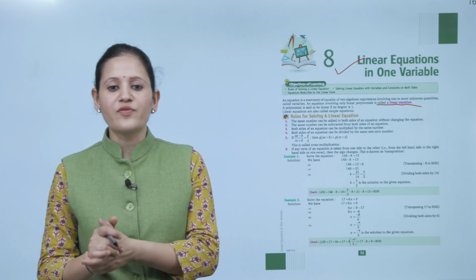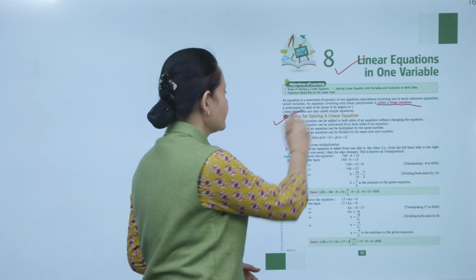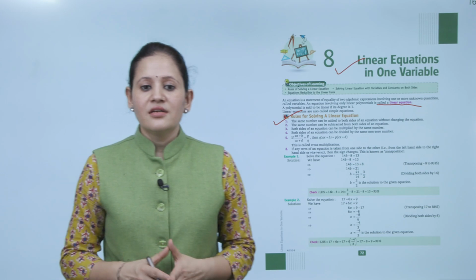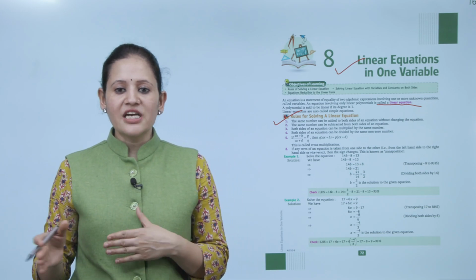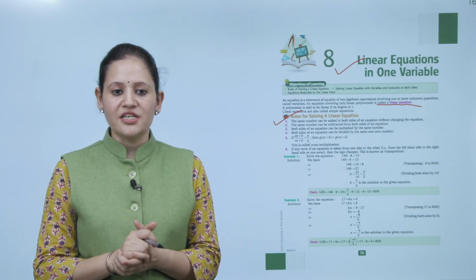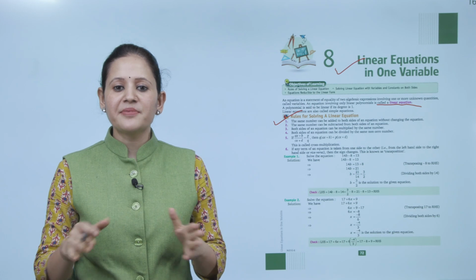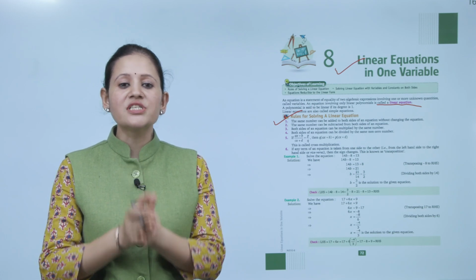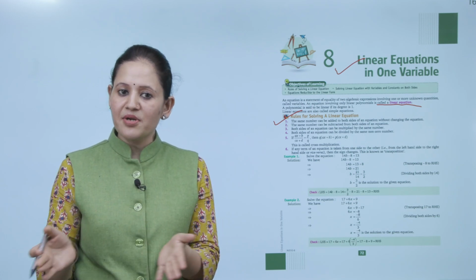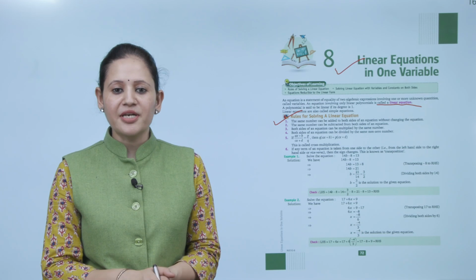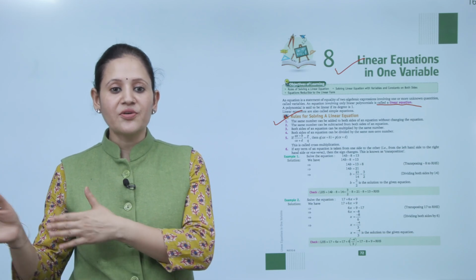Next is rules for solving a linear equation. The same number can be added on both sides of an equation without changing the equation. The same number can be subtracted from both sides of the equation. Both sides of the equation can be multiplied by the same number. Both sides of the equation can be divided by the same non-zero number.